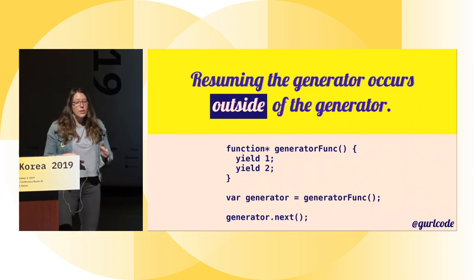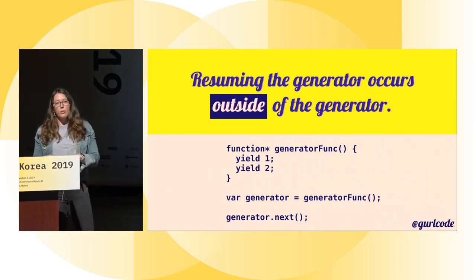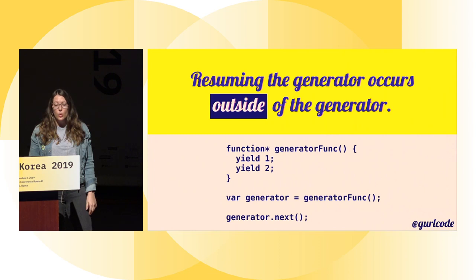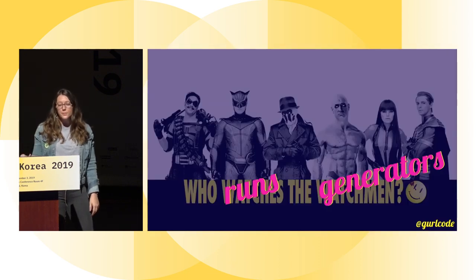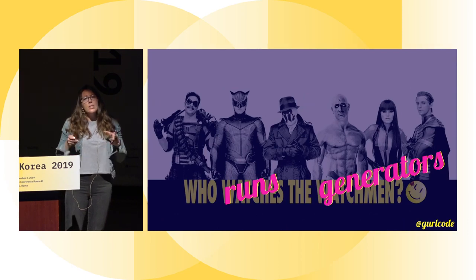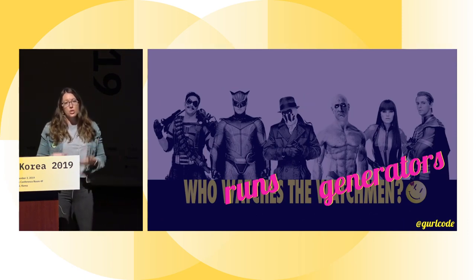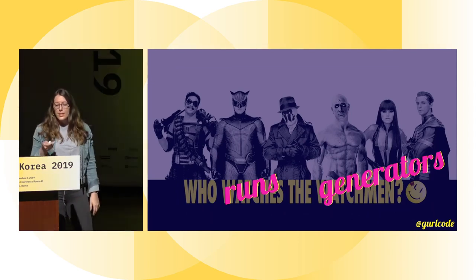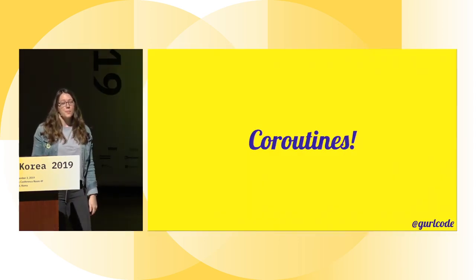And this is something I really struggled with when I started to convert my game from promises to generators, because I wanted to know who runs the generator. If control happens outside of the generator, something has to be telling it to resume itself. Who's pulling the strings? And that's how I learned about coroutines.